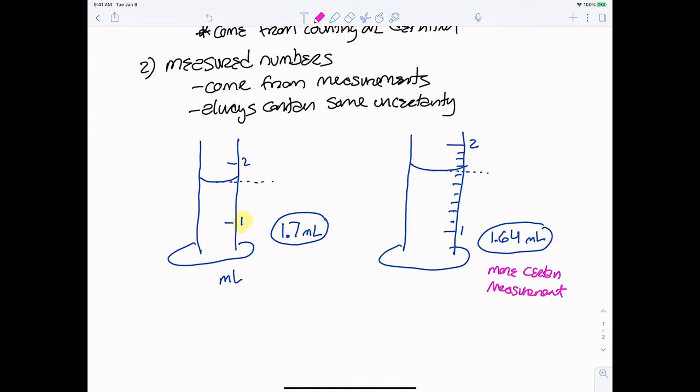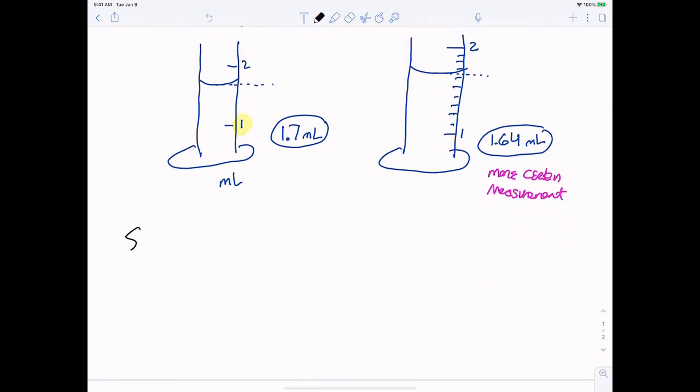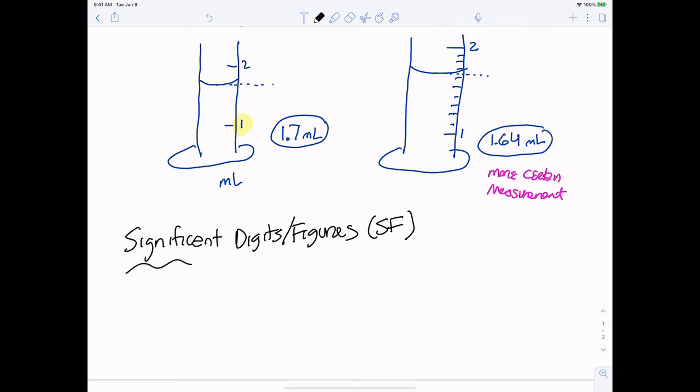So let's talk about that uncertainty next. So significant digits, significant figures. Sorry, it's really annoying. I always say significant digits, but then I write SF for significant figures. One of the many frustrating things you'll probably find about me. Significant digits or figures, usually abbreviated SF. Sometimes I'll say sig figs, so SIG, FIG. So again, remember these are going to be used to express the amount of certainty or uncertainty in our number.